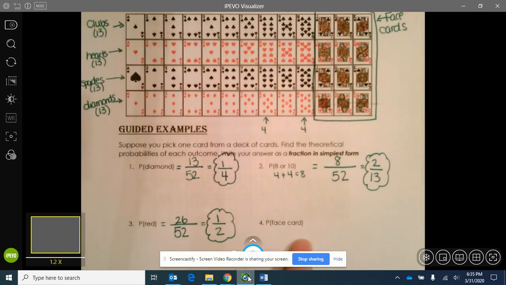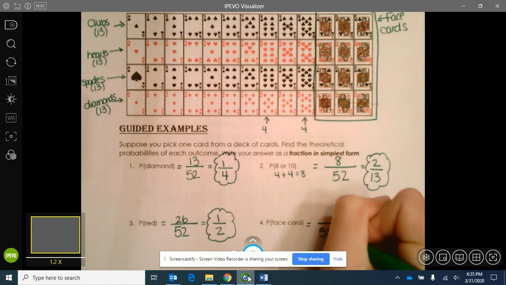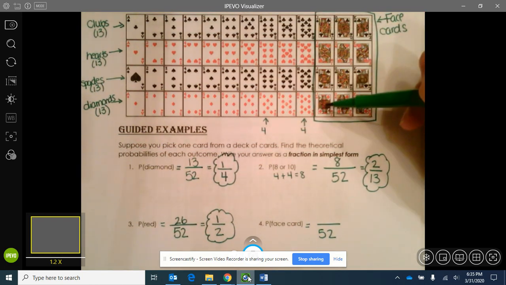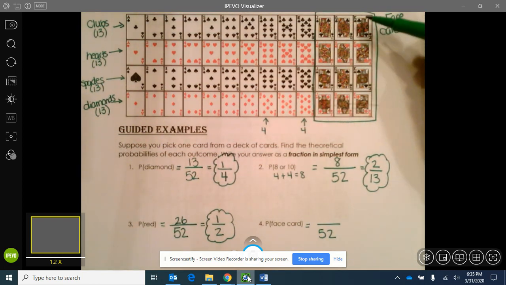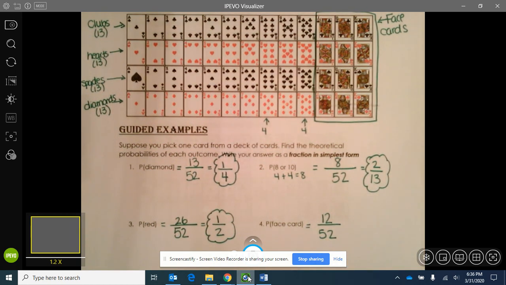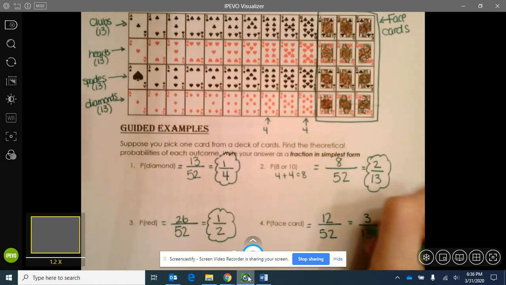And then question 4, here's that question about the face card. So the probability of picking a face card. We have a total of 52 cards. Always start with your total. For the face cards, I have 4 jacks, 4 queens, and 4 kings. So I have a total of 12 face cards. Now, once again, you want to make sure that your fraction is in simplest form. If I convert this to simplest form, I will get 3/13ths.